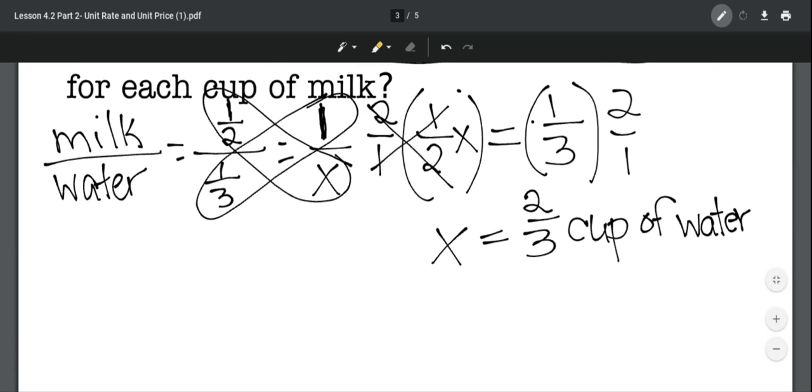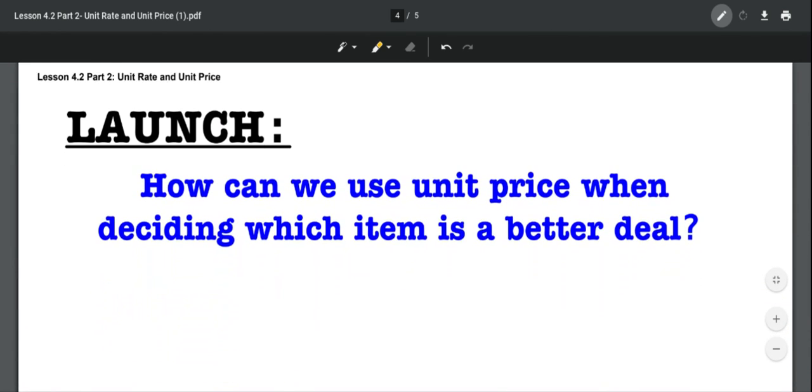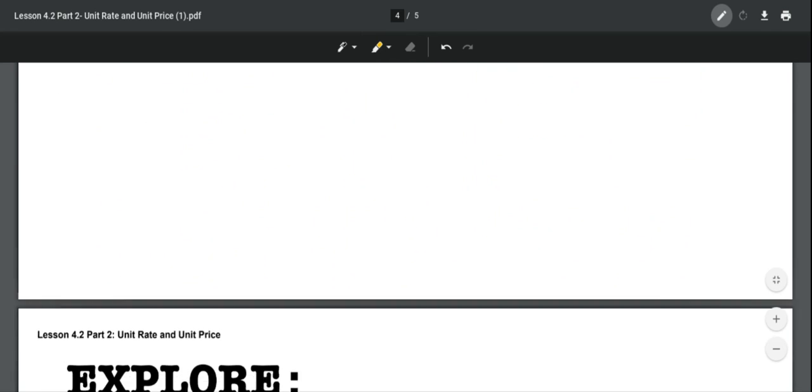Let's look at the next slide. How can we use unit price when deciding which item is a better deal? Again, there are two approaches we can use. Let's take a look at each approach.